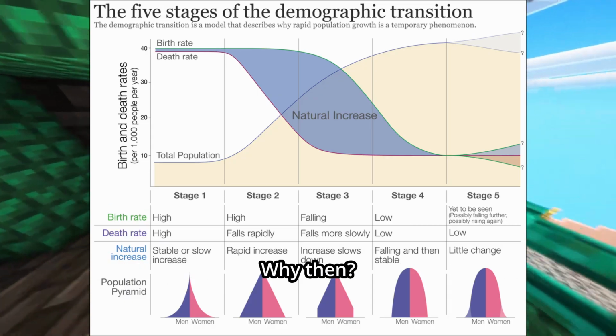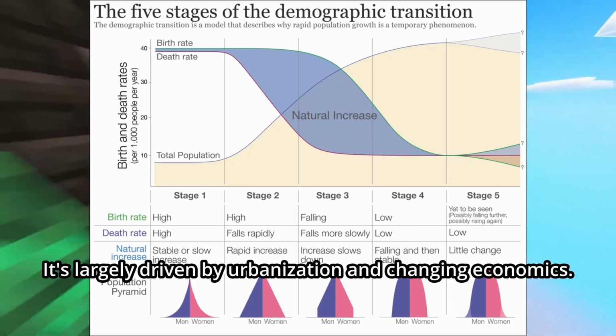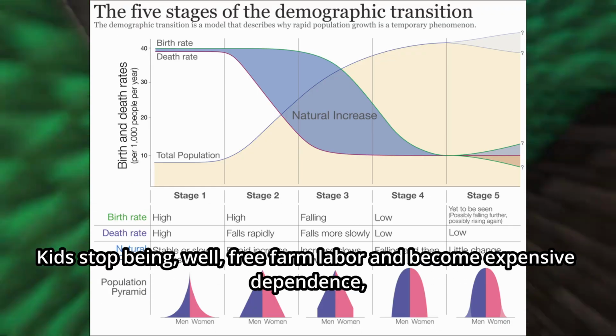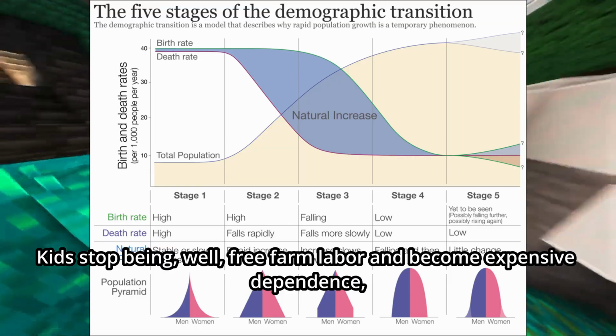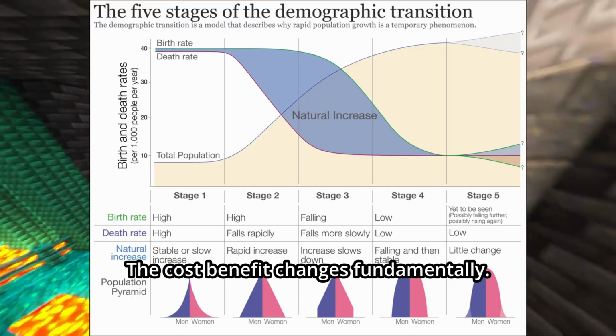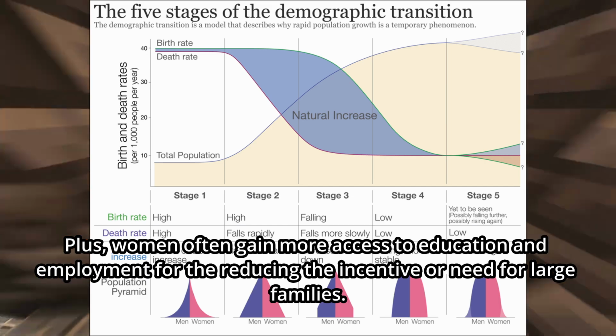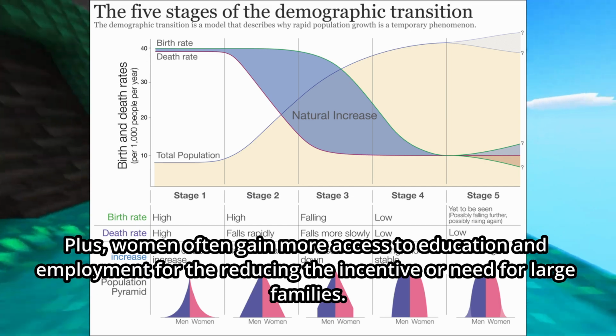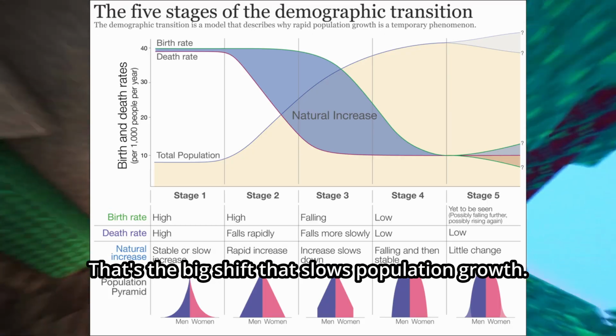Why then? It's largely driven by urbanization and changing economics. People move off farms into cities. Kids stop being, well, free farm labor and become expensive dependents needing education, clothing, space. The cost-benefit changes fundamentally. Plus, women often gain more access to education and employment, further reducing the incentive or need for large families. That's the big shift that slows population growth.